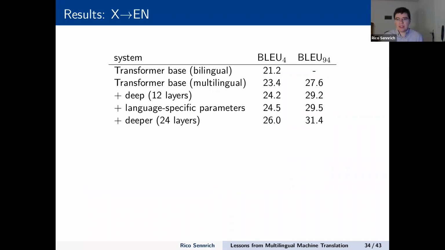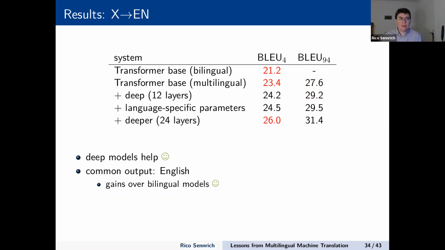Now, the situation changes a bit if you go in the other direction, if you're translating into English. Deeper models still help, so that is good. But the real good news is that now we are easily outperforming the bilingual baseline. Even our baseline outperforms it, and then the deeper model outperforms it by far.